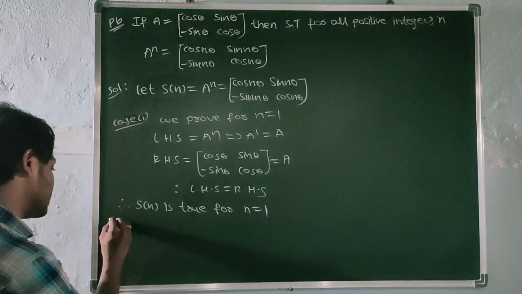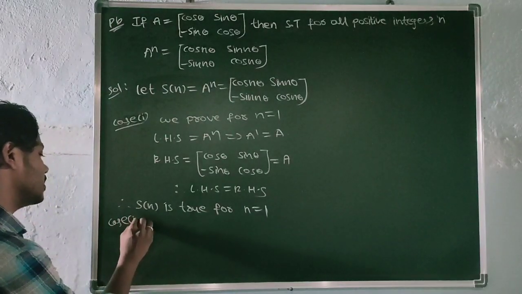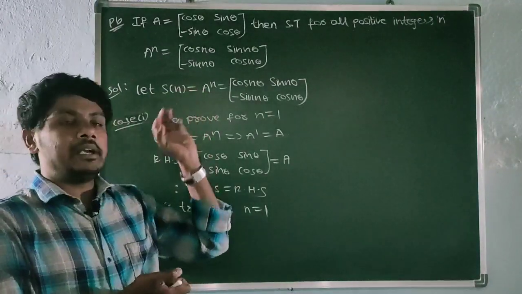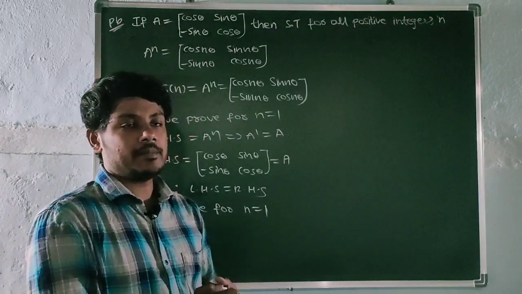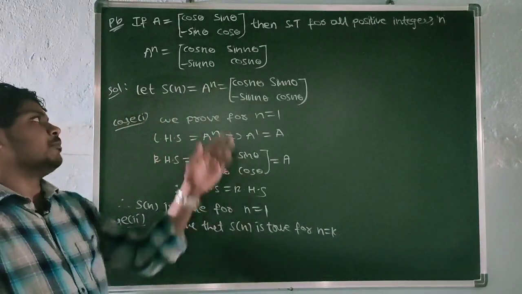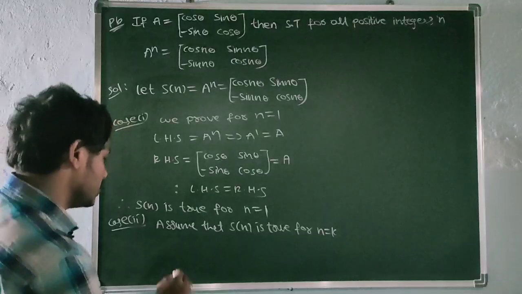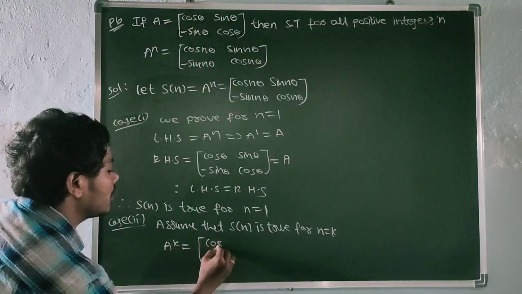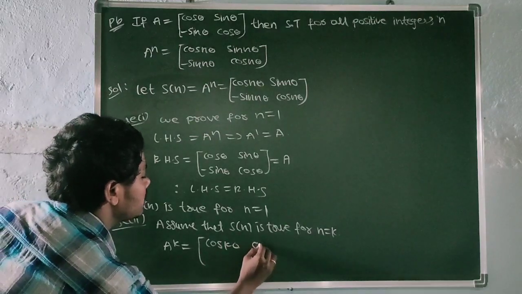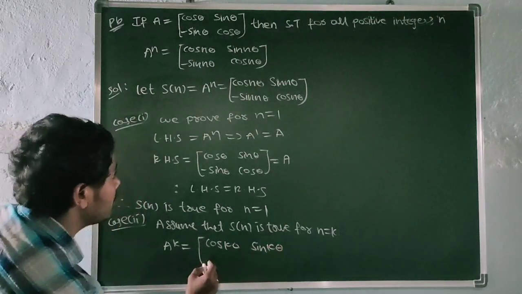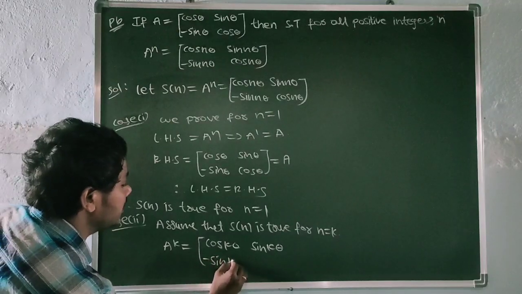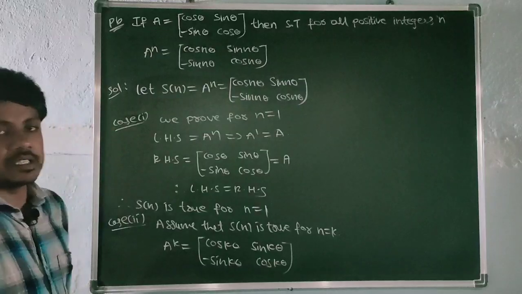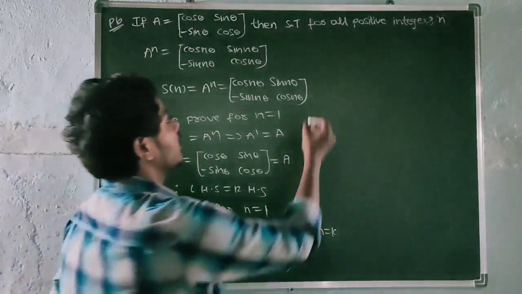Now second case. So here you have to assume this statement is true for n is equal to k. So that means write in place of n, k. So that is what? A power k is equal to cos k theta, sin k theta, minus sin k theta, cos k theta. So this is the second case. Now third case.